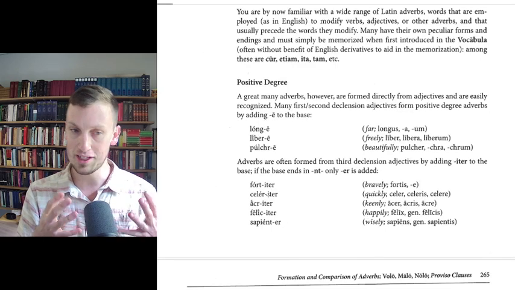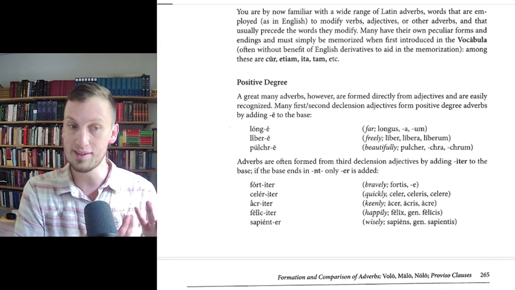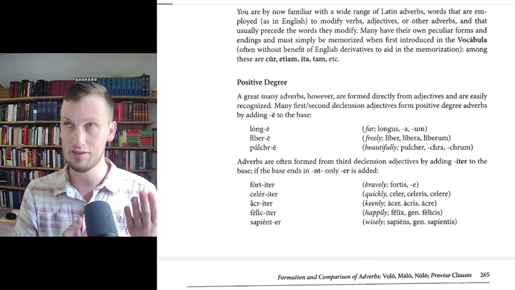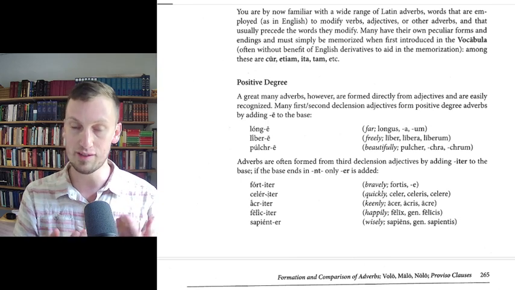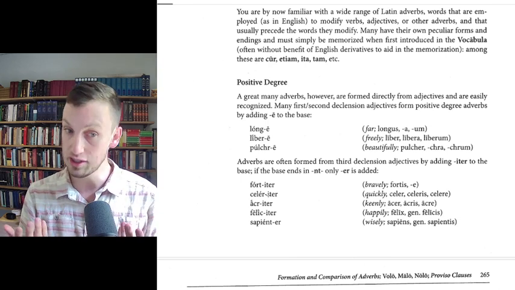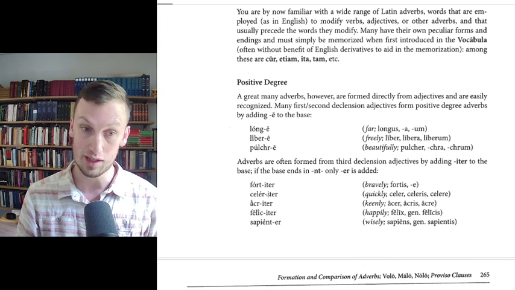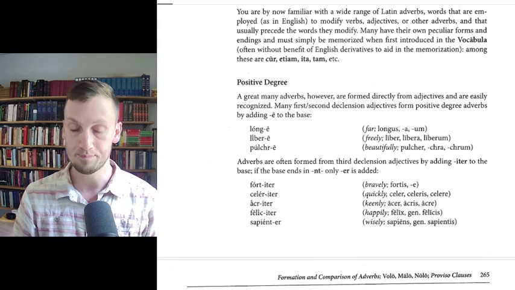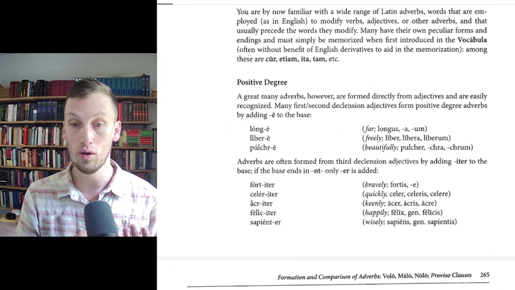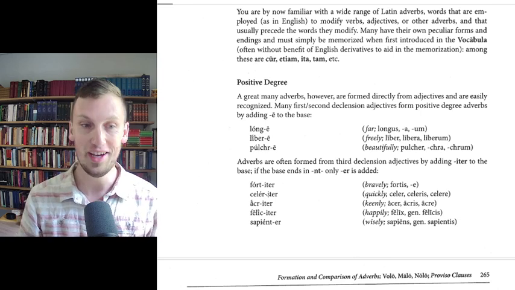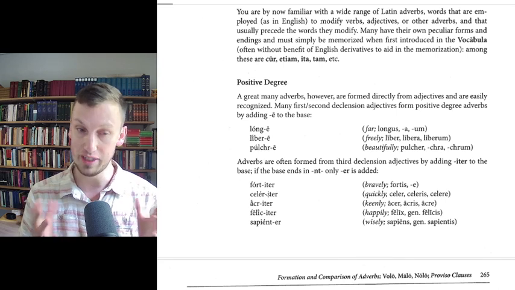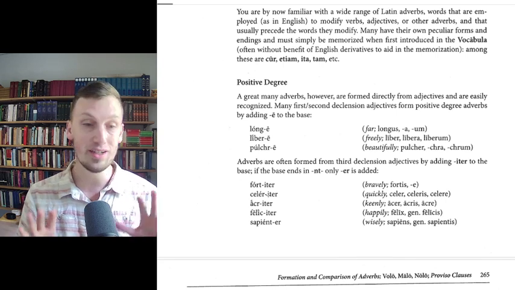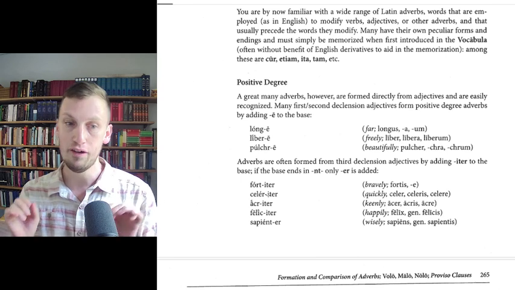And remember, all adjectives are either 2-1-2s, that is, they form their masculine in the second, their feminine in the first, and their neuter in the second, like longus, longa, longum. And then there's also third declension adjectives. If you look back to the chapter, you'll find there's actually three different kinds of these. But that distinction, thankfully, doesn't much matter for adverbs.